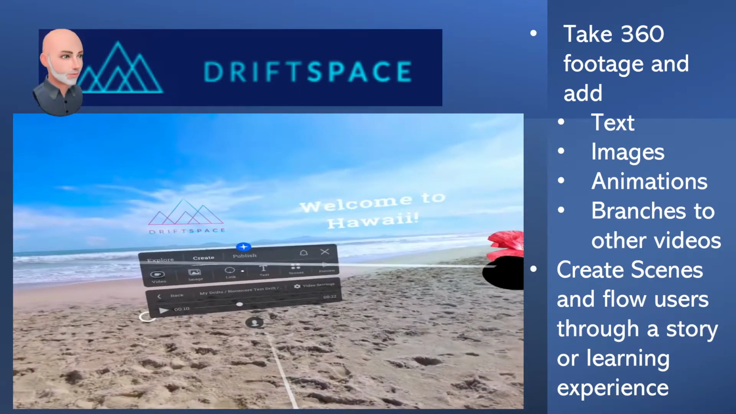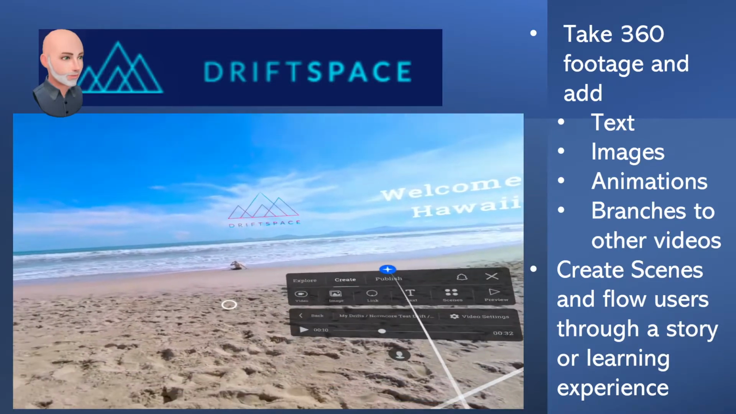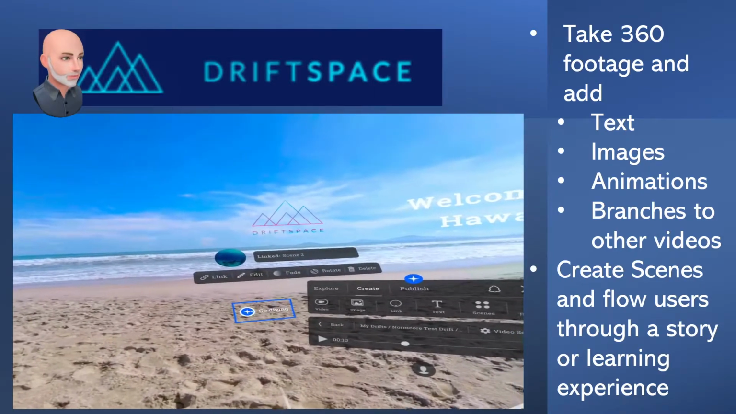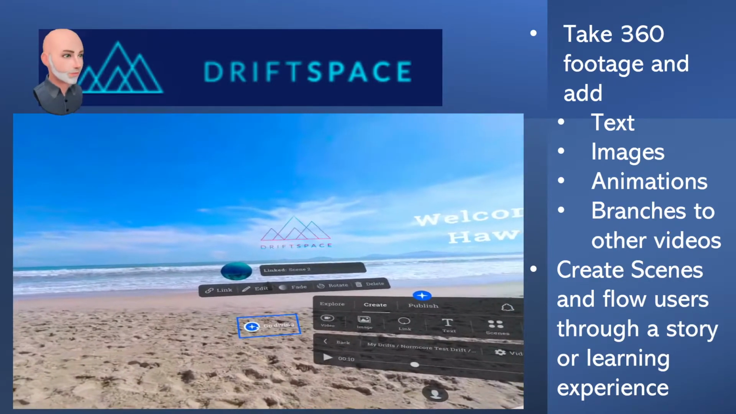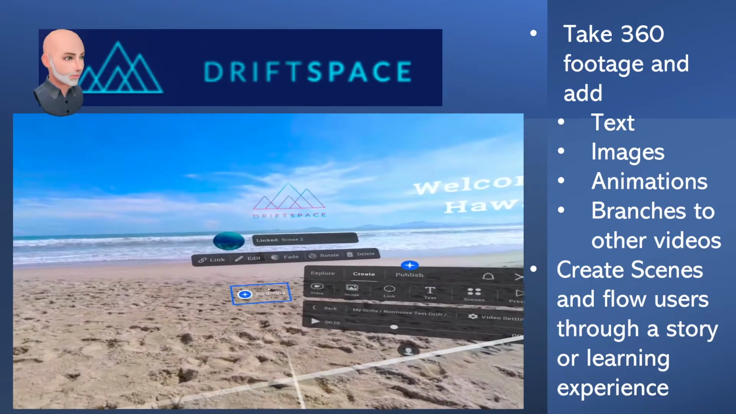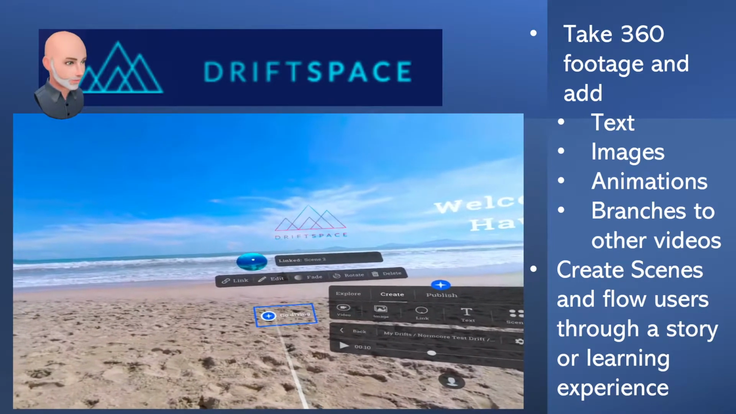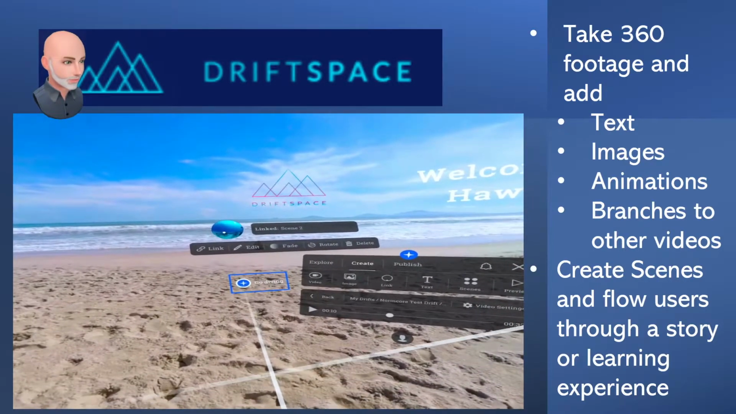So if you check out under the floating logo of Driftspace here, there's a little hotspot. And if you hover over it, you can see that this hotspot is linked to another scene. It's called Scene 2. But there's a little orb there. It was already placed.